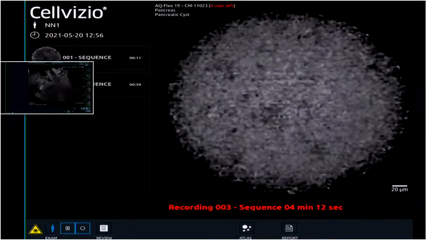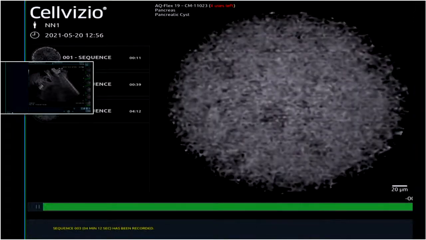Okay, well, I will finish. I will take also one biopsy, just for security, and I will do an aspiration also to send to evaluate.